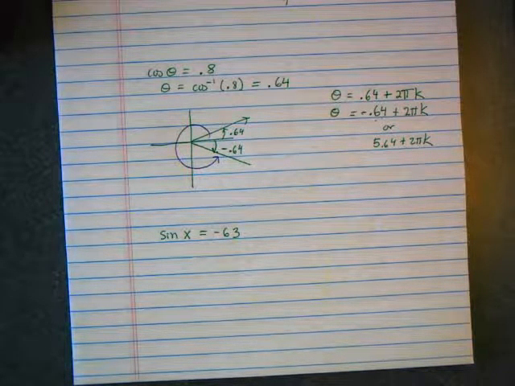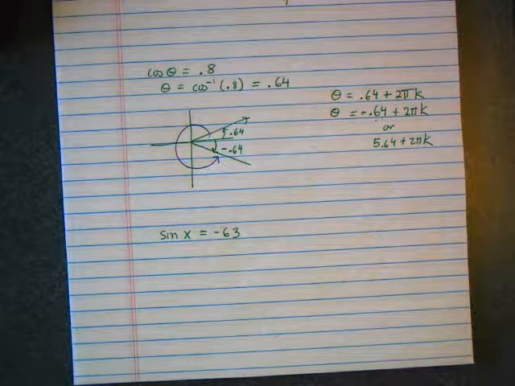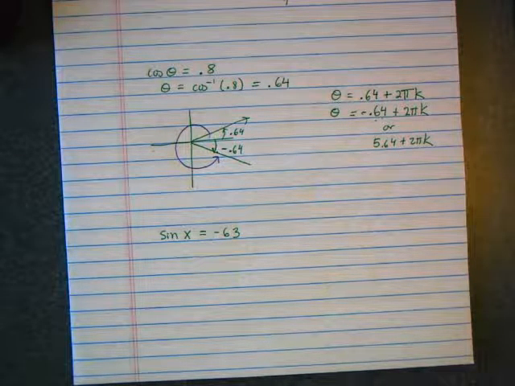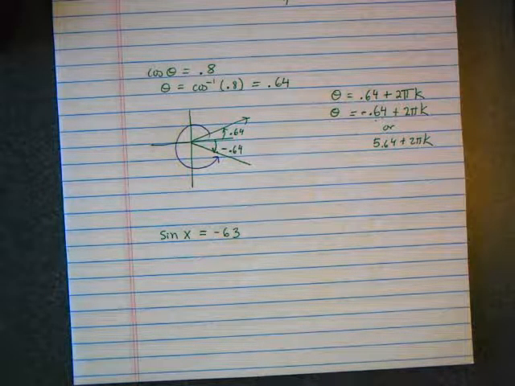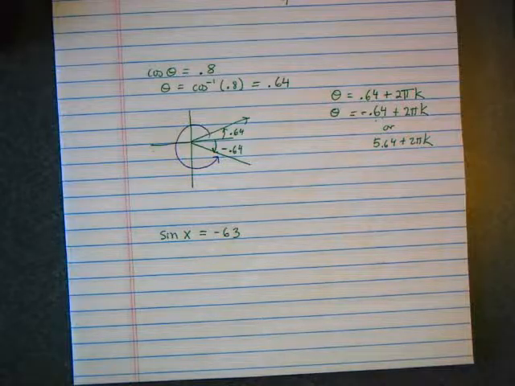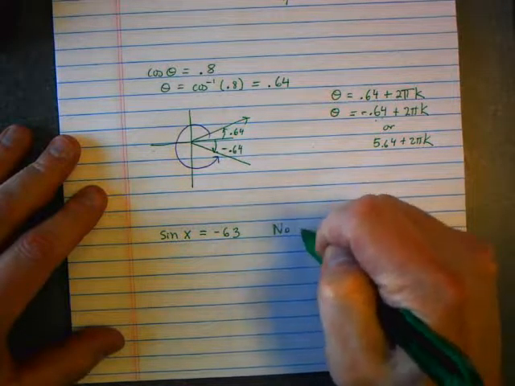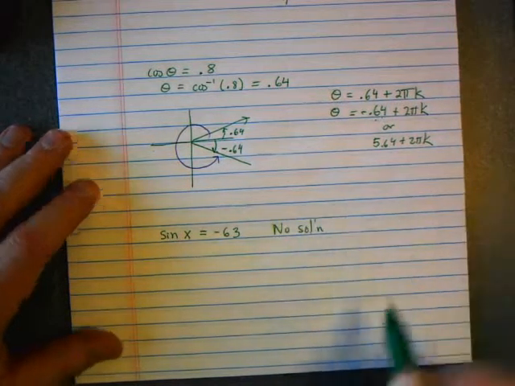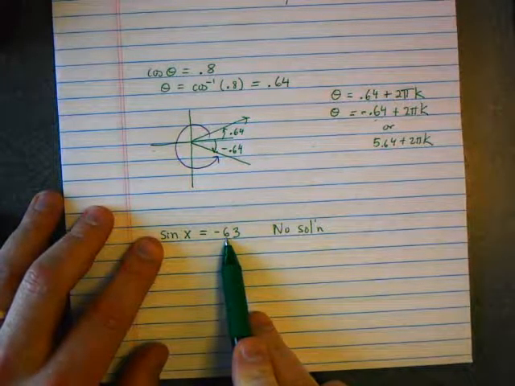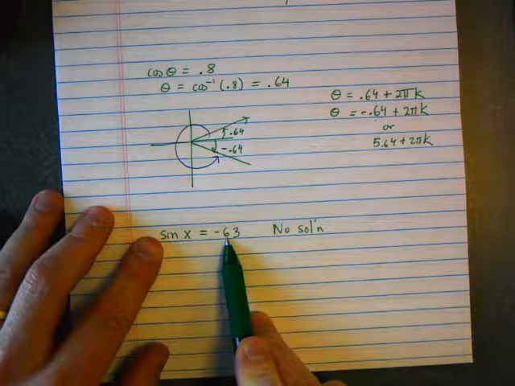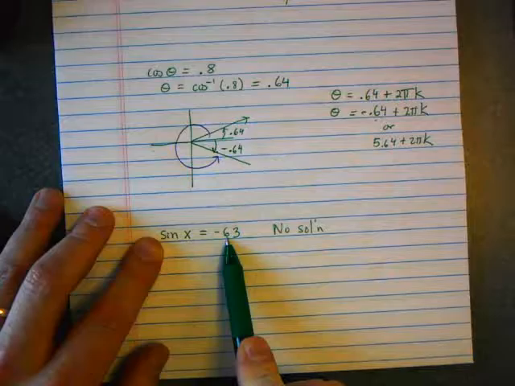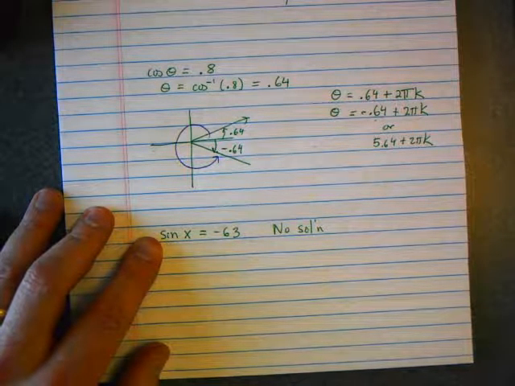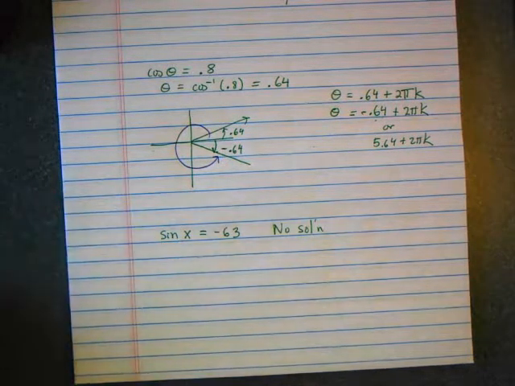You actually made a very easy problem. Negative 2 would have also been a very easy problem, by the way. No solution. Sine can only go between negative 1 and positive 1. So if I give you a number like negative 2 or negative 63 or 106, the answer is no solution. That can't happen. All right, so let's try again.